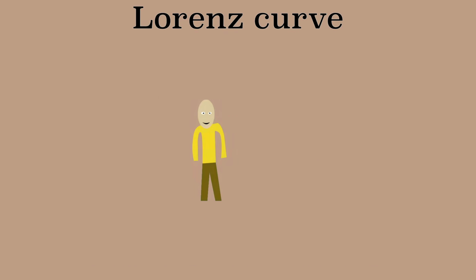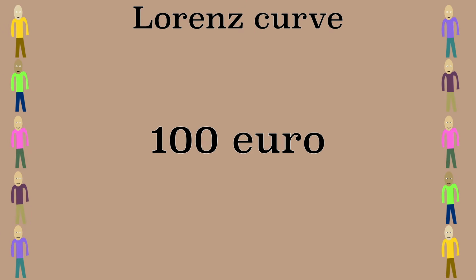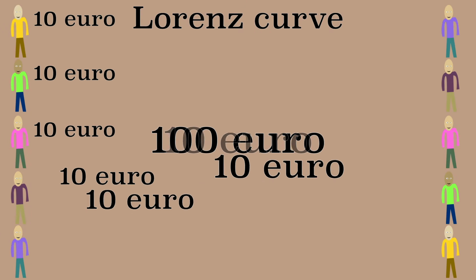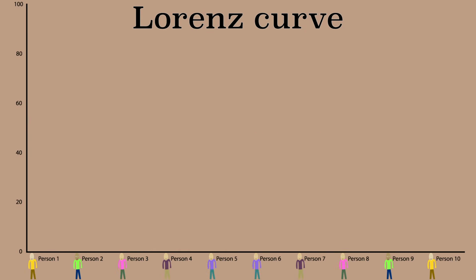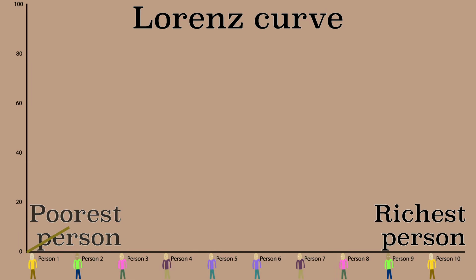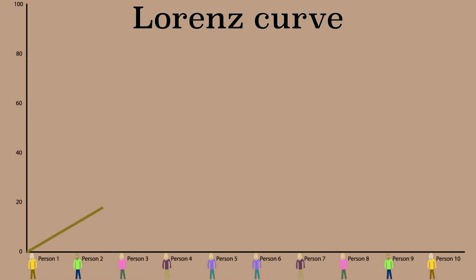Suppose there are 10 people living in a country who together earn 100 euros. Let's assume that everyone earns 10 euros. Because everyone earns the same amount, there's no inequality. We put the poorest person on the left in the graph. This person, like the rest, earns 10 euros. The second person also earns 10 euros. Together, they earn 20 euros.